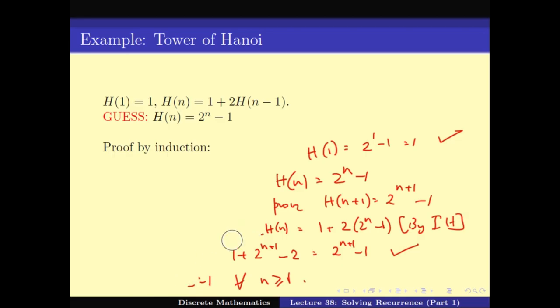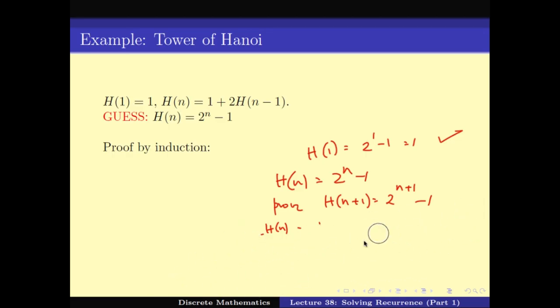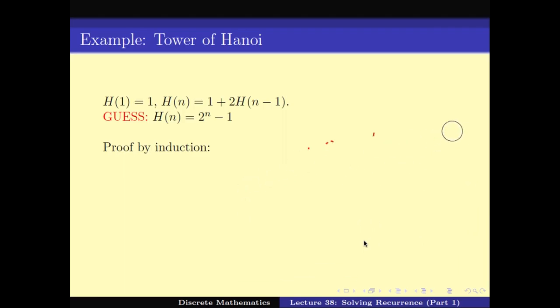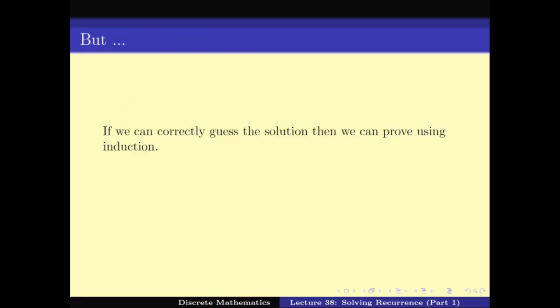So this is how most of the counting problems work. You first model it as a recurrence relation and then you solve the recurrence relation. But all this is fine if you can guess the solution correctly. You first guess the solution and then prove it using induction. The main question is, how do you guess the solution? And we will be doing this problem of getting the solution to the recurrence relation in the next video. We will see one of the techniques, and in the next few videos we will see the other techniques.